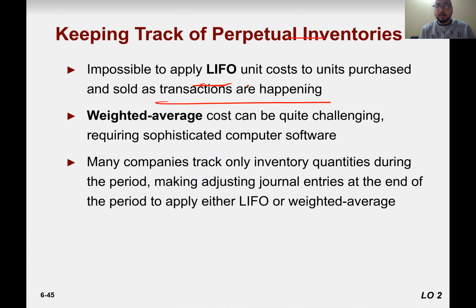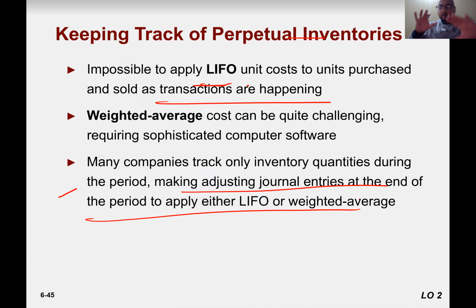So many companies track only inventory quantities during the period, make adjustments, and then decide whether to apply LIFO, weighted average, or another method. These LIFO and weighted average costing systems are applicable for periodic systems, like for manufacturing-based companies, those who have a factory. In a factory, they order raw material, it takes some time to process and complete the finished goods, and then they sell it. In that case, you can easily apply LIFO, and you can easily apply the weighted average costing system.